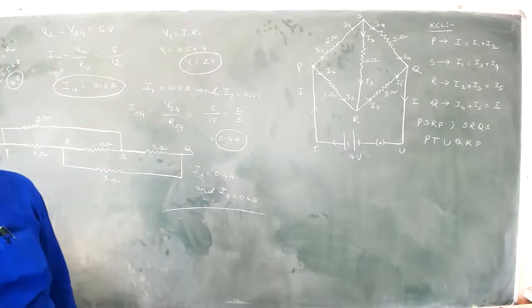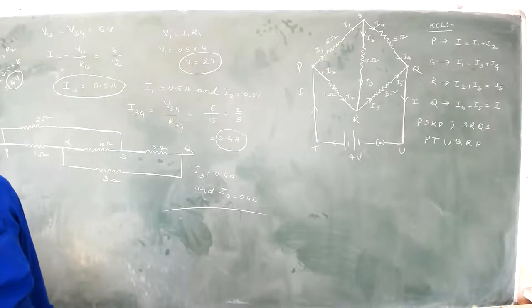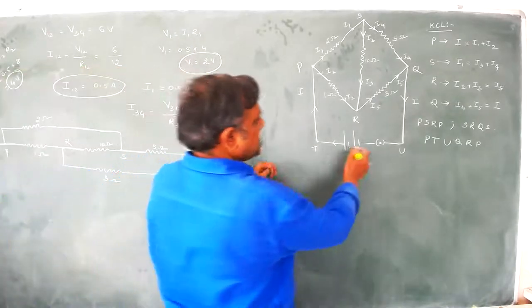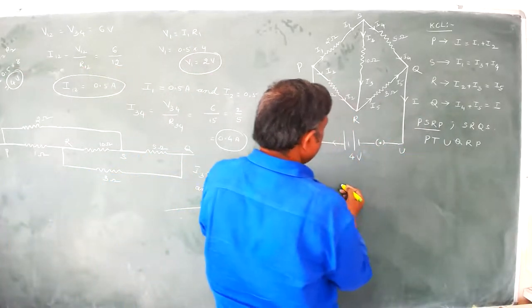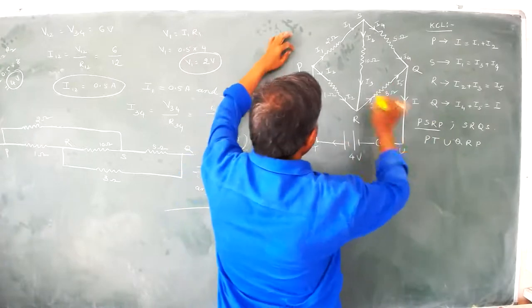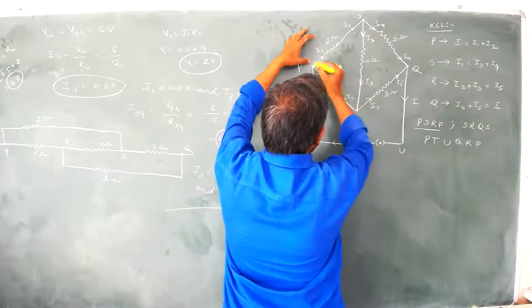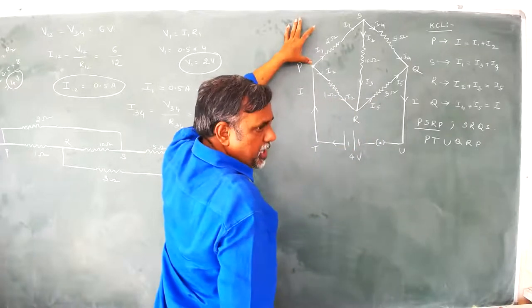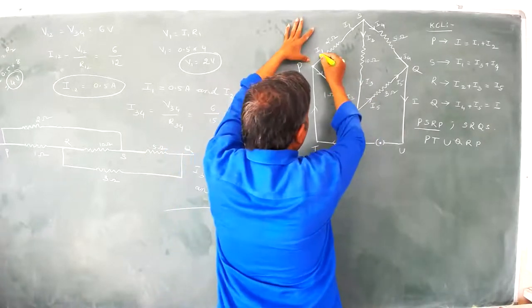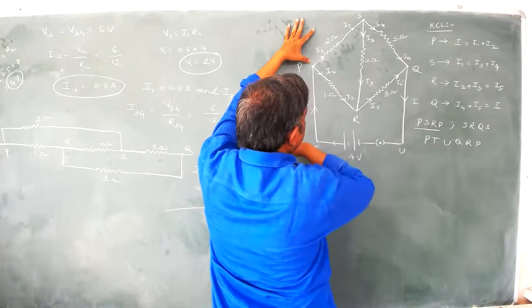These are the three possible loops that we have taken. First, you make the PSRP loop: P to S, S to R, R to P. You are moving in that direction, and the electric current direction is also right.